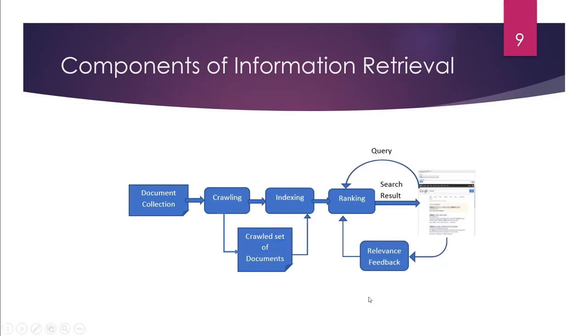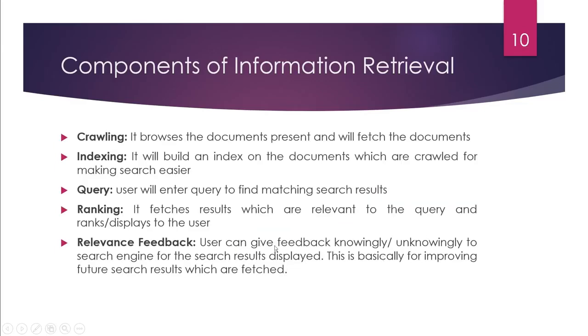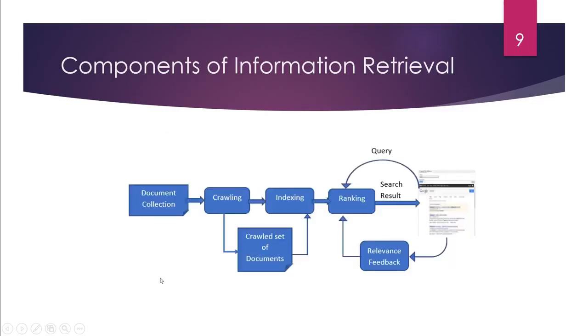There is also another concept called as relevance feedback, which helps in process of ranking. What is this relevance feedback? User can give feedback knowingly or unknowingly to the search engine for the search results displayed. This is basically for improving future search results which are fetched. So basically, it is like training the search engine. Now suppose the user has entered best SEO tools for the first time. It will give you a certain set of results.